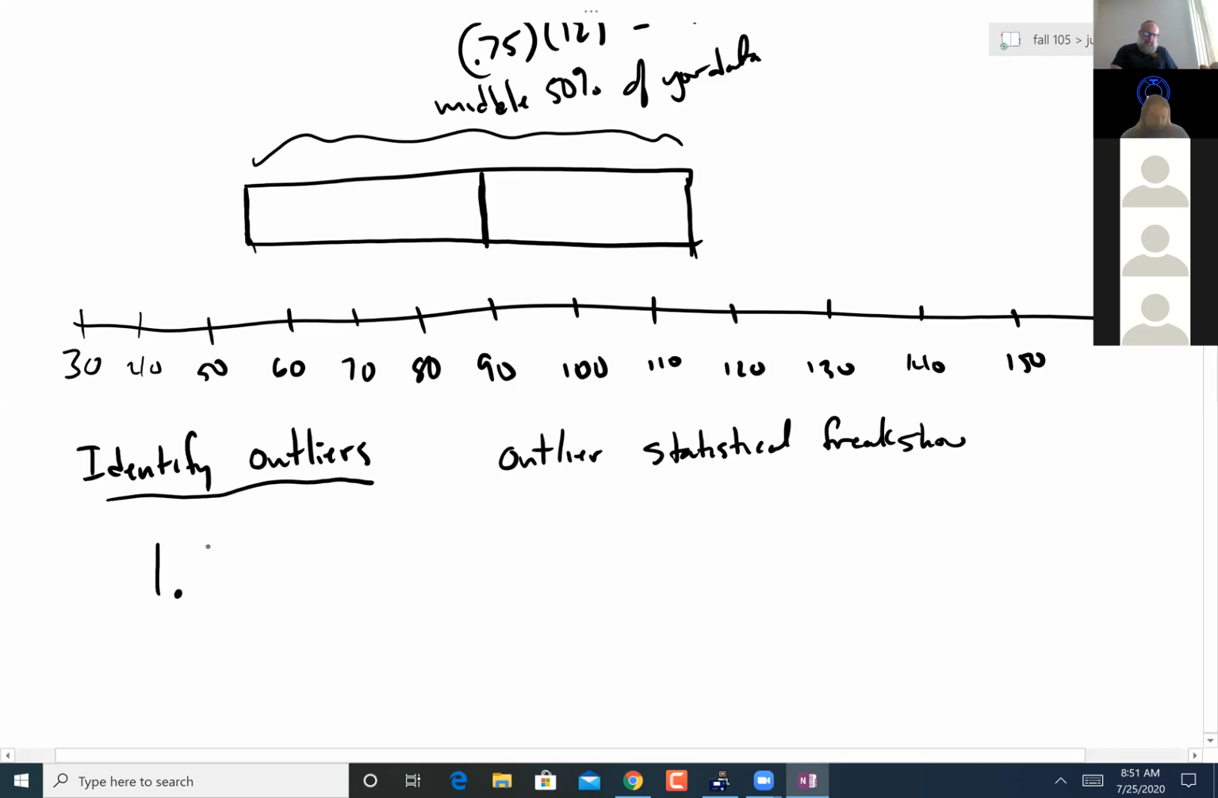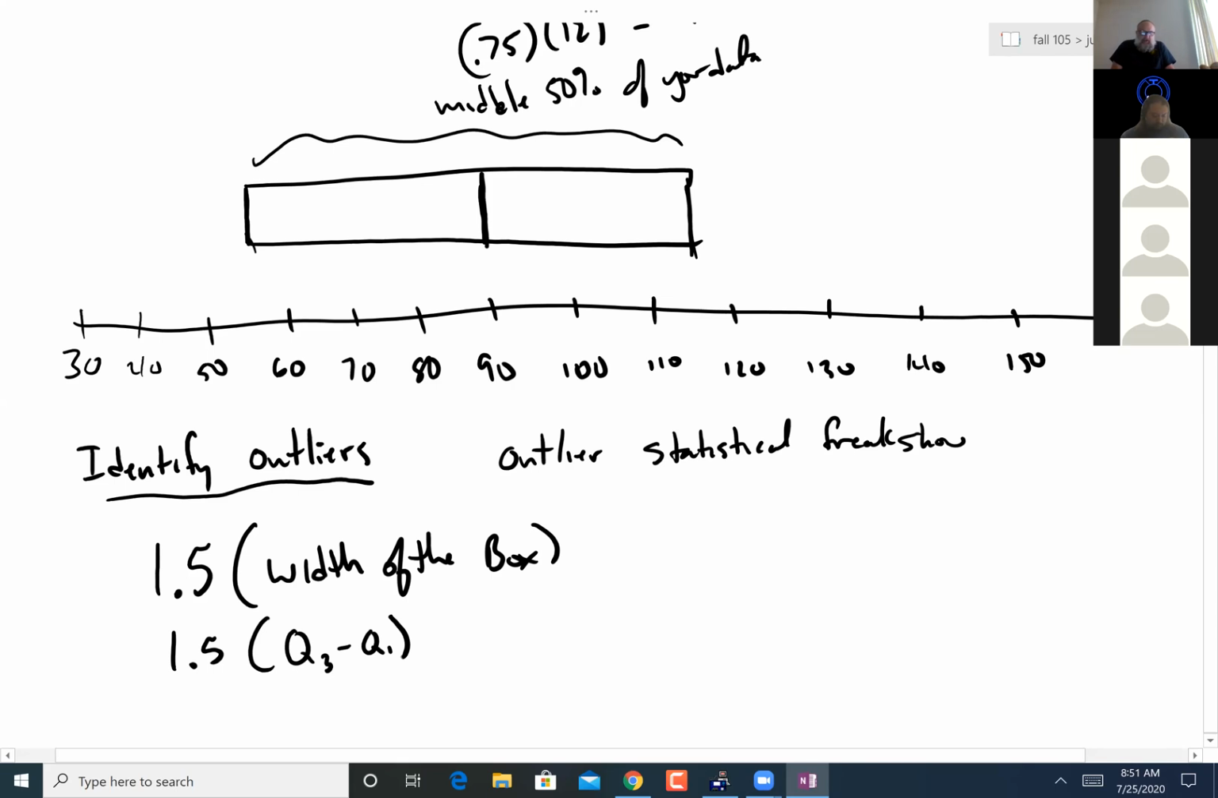We're going to take 1.5 times the width of the box. This is how I like to say it, okay? Now, the book will always write it like this. They'll write it 1.5 times Q3 minus Q1. It's not wrong. And they'll call it the interquartile range, but that freaks people out. So what I like to do is 1.5 times the width of my box.